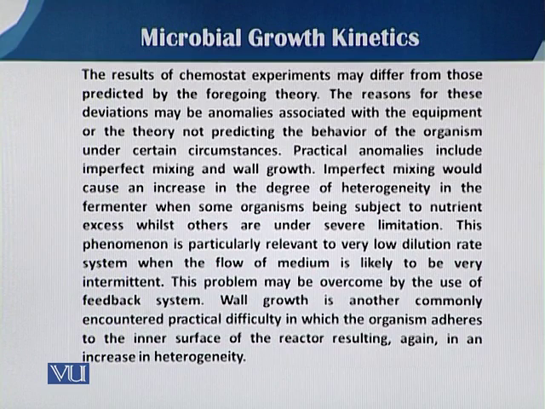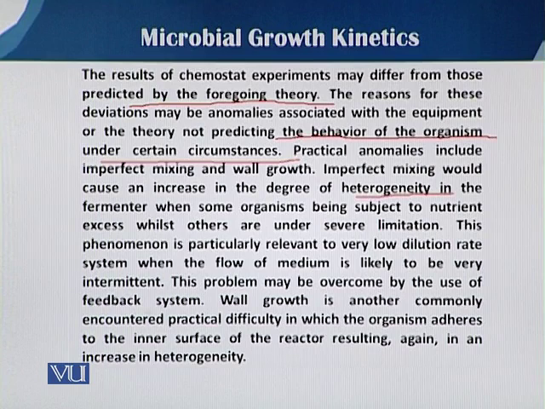So in such cases, the result of a chemostat experiment may differ from those predicted by the foregoing theory. The reason for these deviations may be some anomalies associated with the equipment, or the theory not predicting the behavior of the organism. Sometimes there is an ideal and very clear situation, but the behavior of the organism changes with the addition of some substrate. So under certain circumstances, practically there is so much fluctuation in the steady state. Imperfect mixing would cause an increase in the degree of heterogeneity.